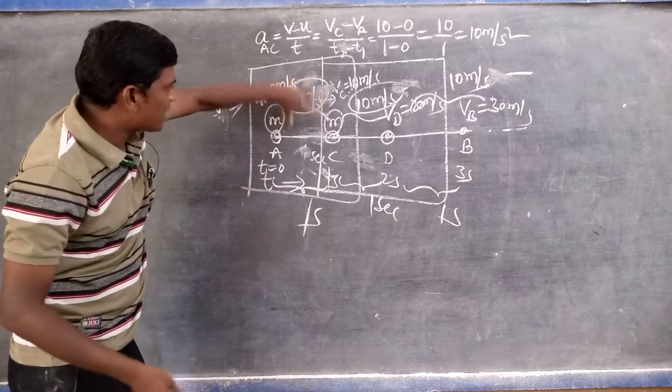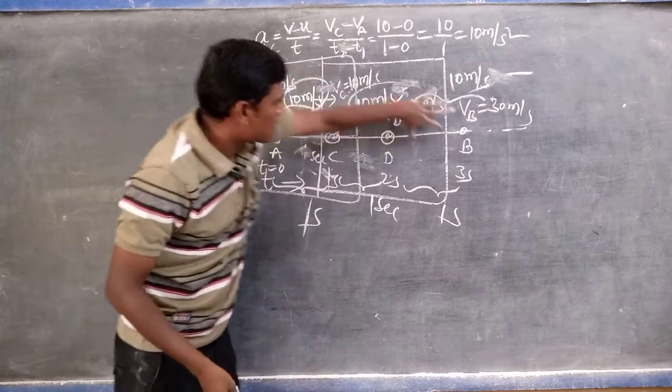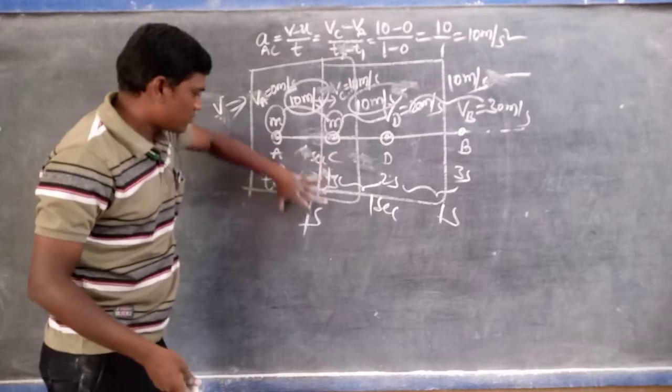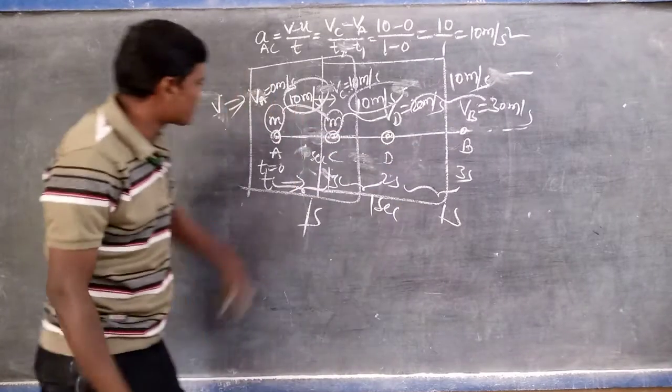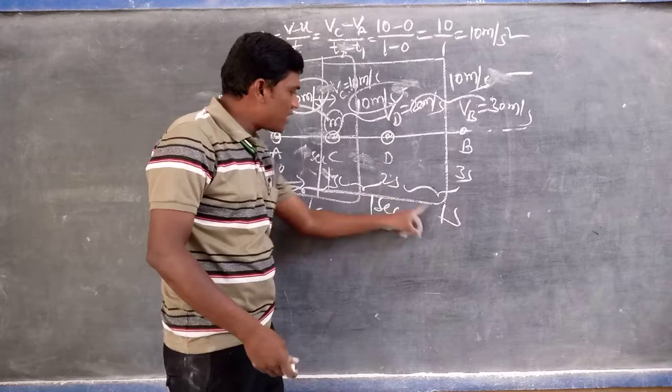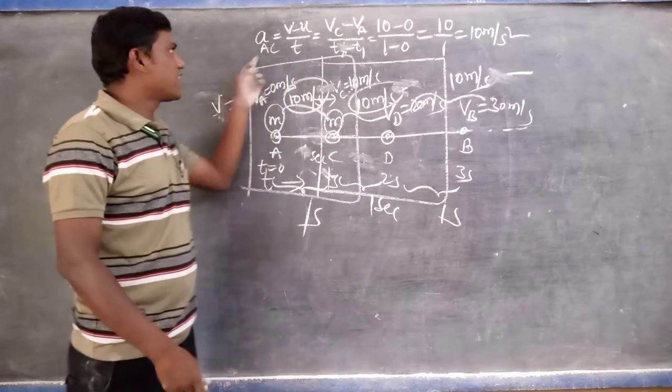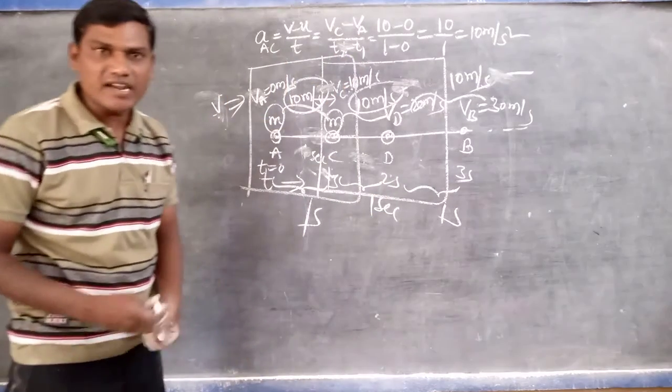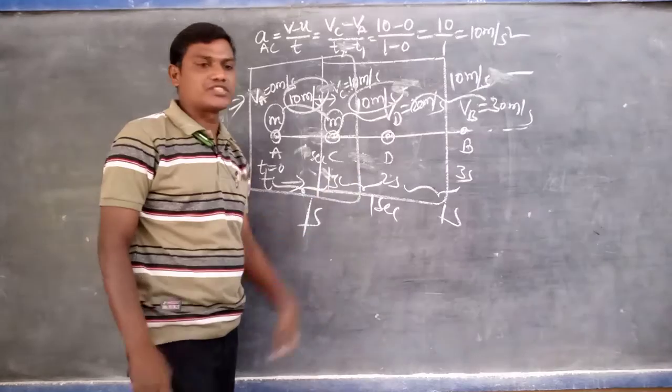So the change in velocity here is 10, here 10, here 10, and time is 1 second, 1 second. That's why the change in velocity is equal in equal intervals of time. Then we can say that the body moves with constant or uniform acceleration.